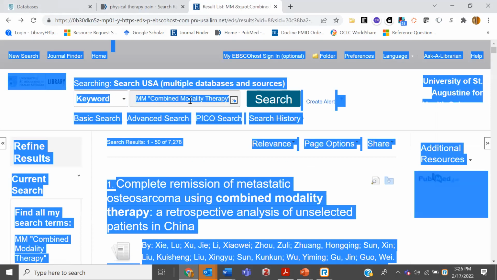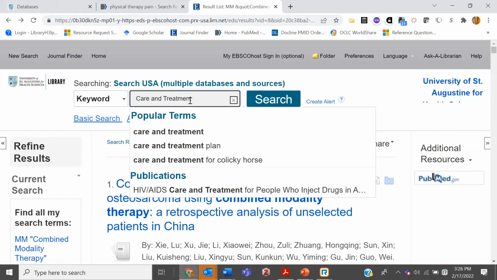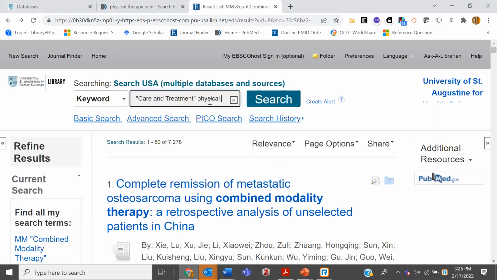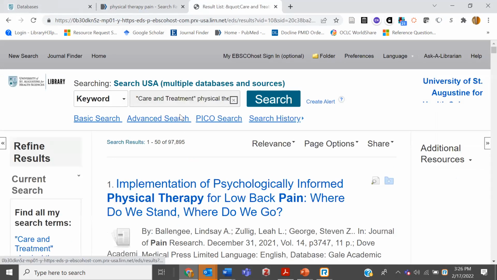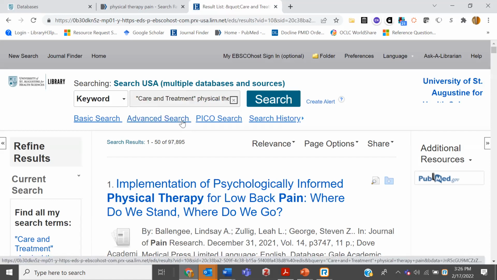I can grab that. I can grab care and treatment and either just put those keywords in or treat it as a phrase, and combine that with my initial search, which was physical therapy and pain. And I can just rotate that into my substitution of phrases that I'm searching in conjunction, right? So now instead of just physical therapy and pain, we've got physical therapy, pain, and the phrase care and treatment.